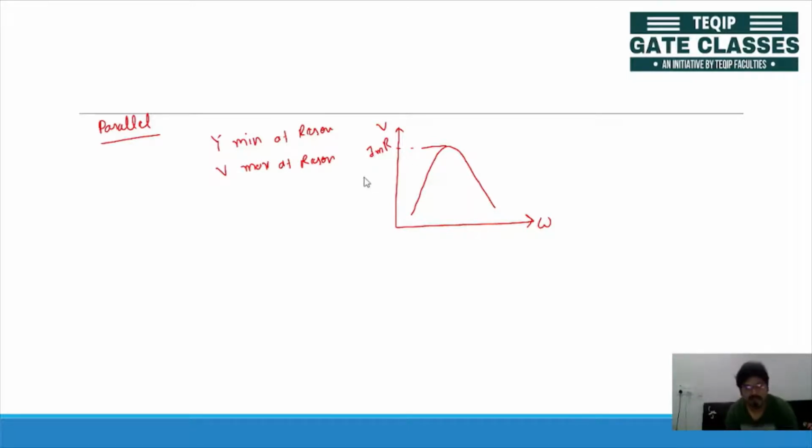Here will be your voltage, and that will be Im into R, no? The current and the resistance. And what will be the value of voltage at this point? And this will be 0.707, half power frequencies, Im into R, and these frequencies are your half power frequency omega 1, omega 2, and this is your resonating frequency omega naught.